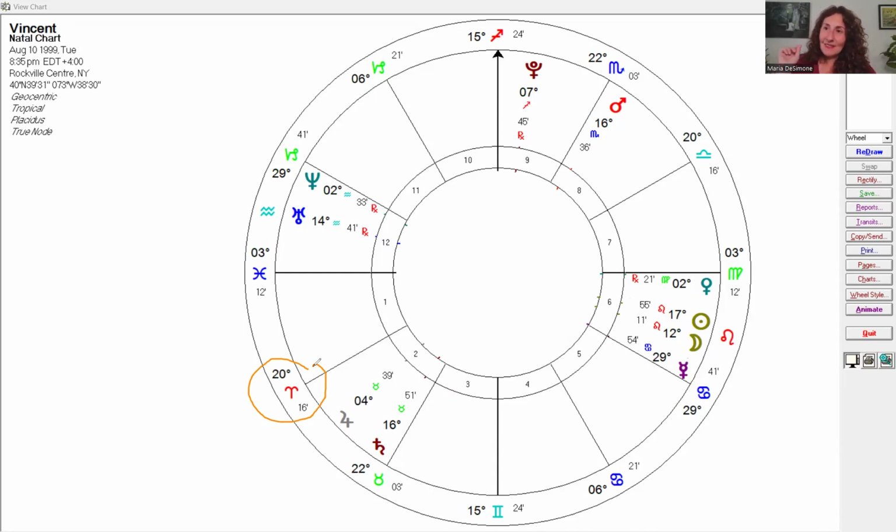Why is this important to track? Well, look at these house cusps. Now, we're not going to focus so much on the angles, because the angles, you're going to have those degrees in the whole sign house system.